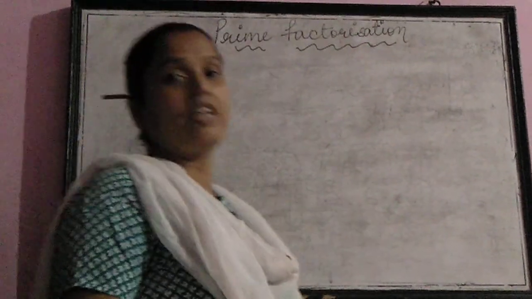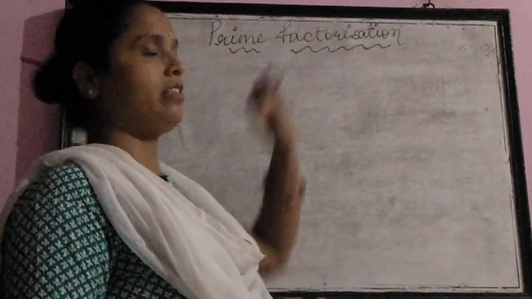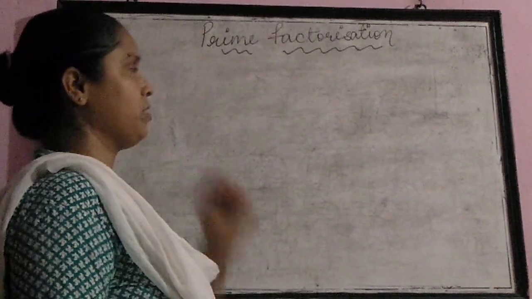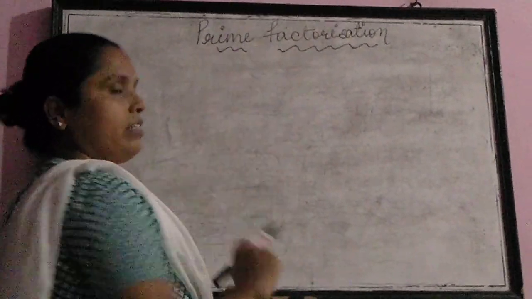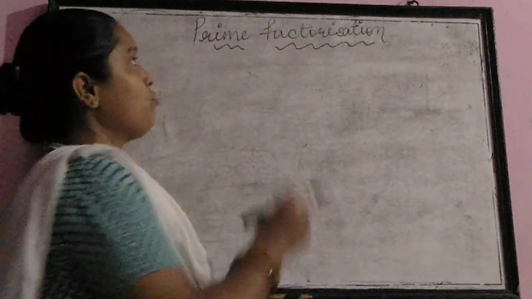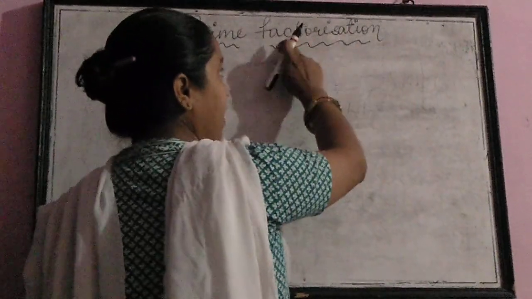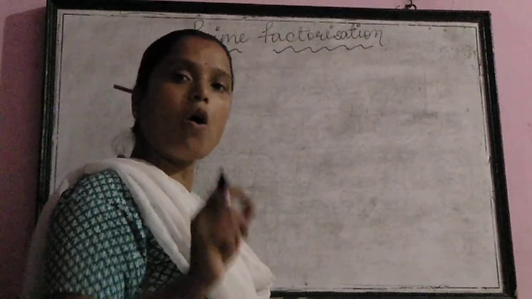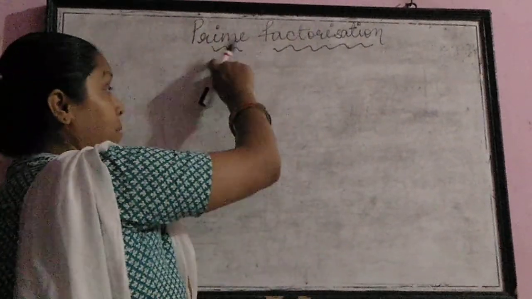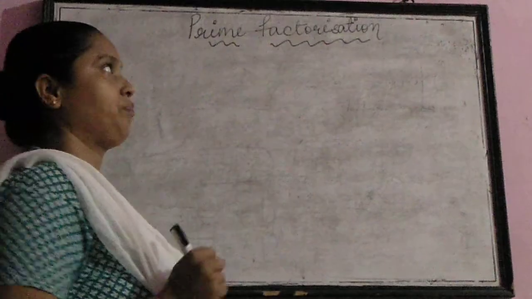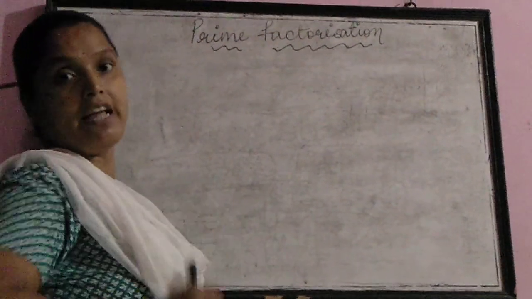Hello children, today's topic to learn is prime factorization. In our previous video, I explained what prime numbers are. From the word you can understand that here we have to use only prime numbers for finding the factors. Factorization means product of factors. Now prime factorization means product of prime factors. Both of these things I have already explained.